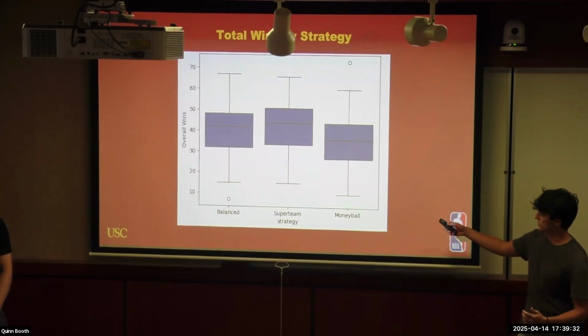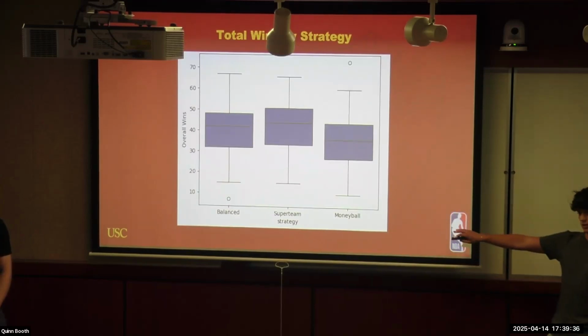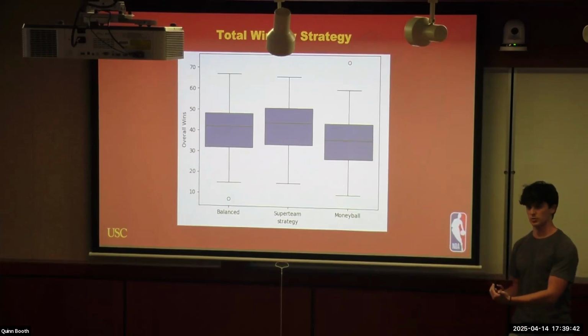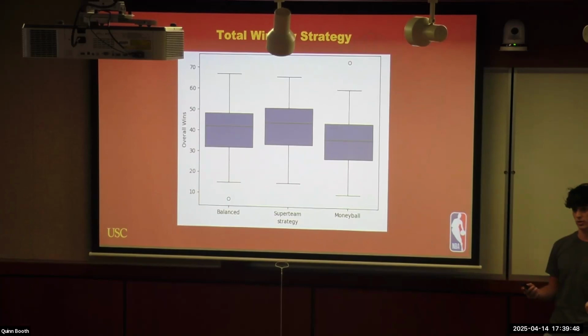But as you can see here, we split every team into three categories. The top 25% in terms of star concentration were considered super teams. So these were teams that would spend 60% or 65% or more of their salary on their top three players. And we had Moneyball teams, which were teams in the lowest 25%, which means that these teams took a very spread out approach. These teams didn't spend very much on their top three players.